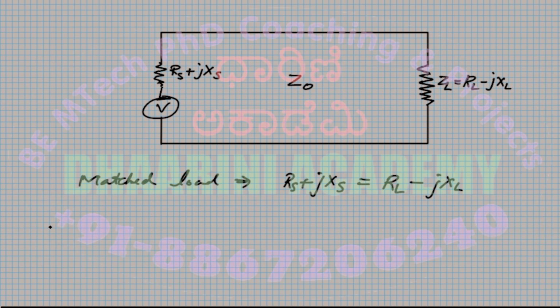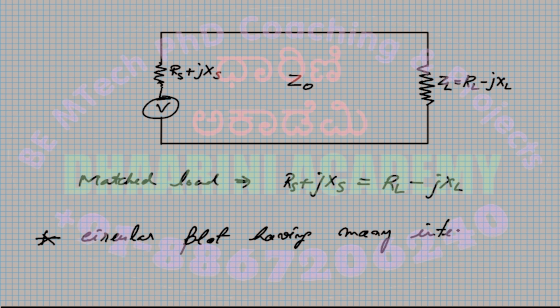So what is a Smith chart? A Smith chart is a plot consisting of a lot of interlaced circles. So I can write: circular plot having many interlaced circles. Ultimately, we find a lot of circles. But it looks pretty complicated, right?